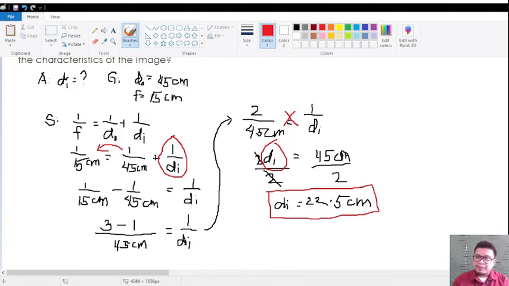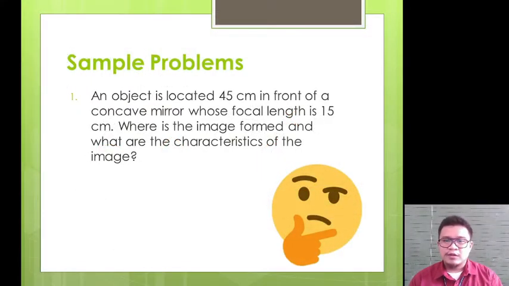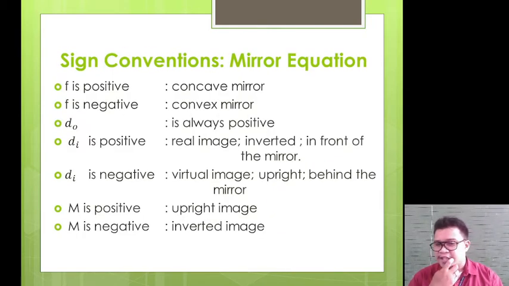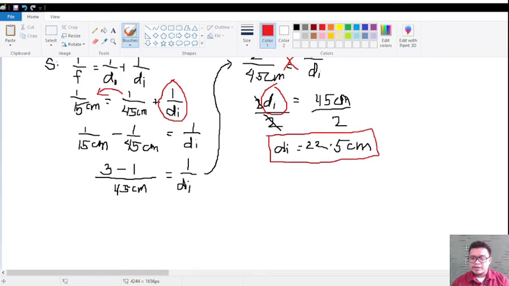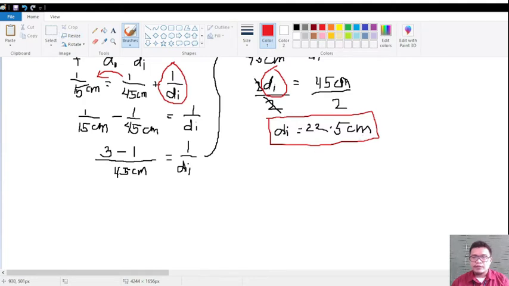To do that, let's get back once again to our sign convention. So the sign convention would somewhat show us that if di is positive, it's real, inverted, and in front of the mirror. But if di is negative, it is virtual, upright, and behind the mirror. So let's use that sign convention as our reference. So let's get back to our equation board. Since the value of our di here is a positive number, that means that our image is real, inverted, and it is in front of the mirror.